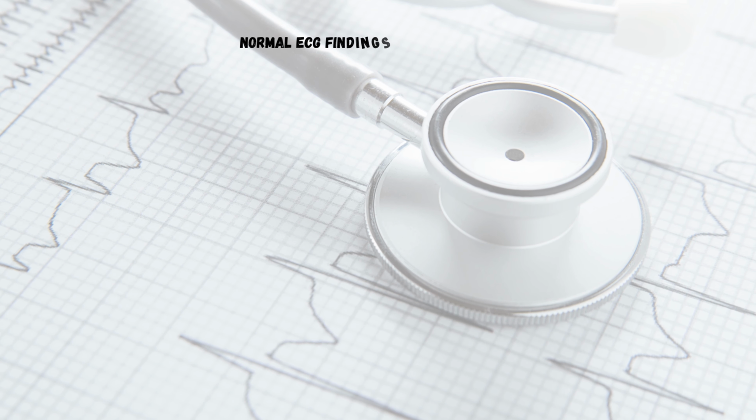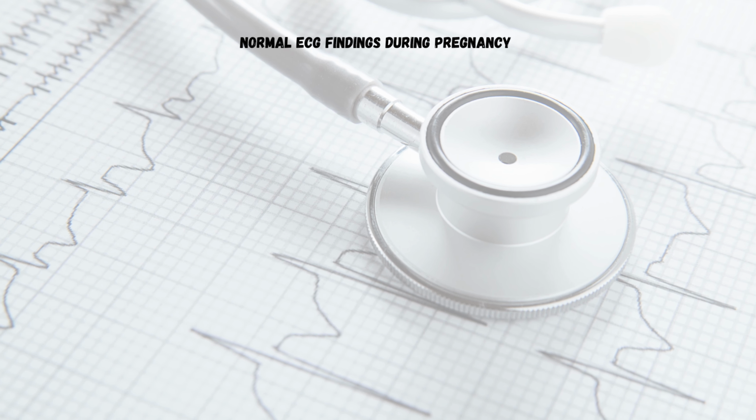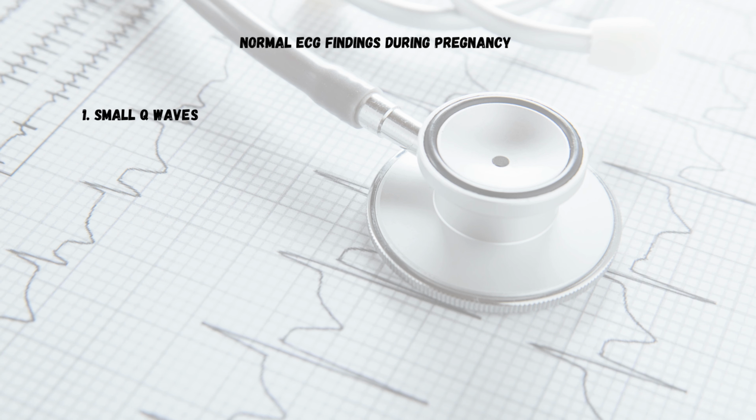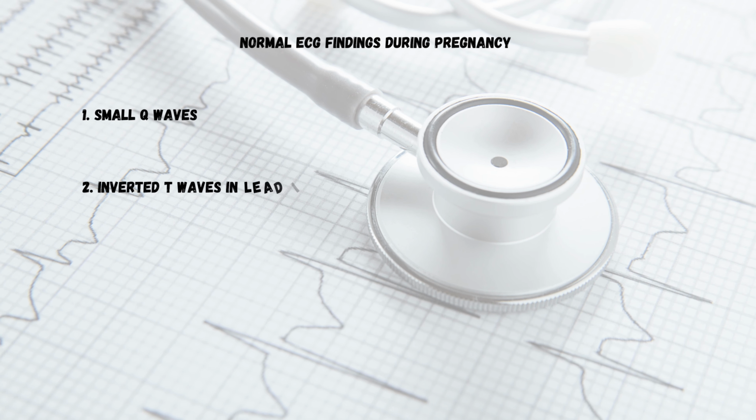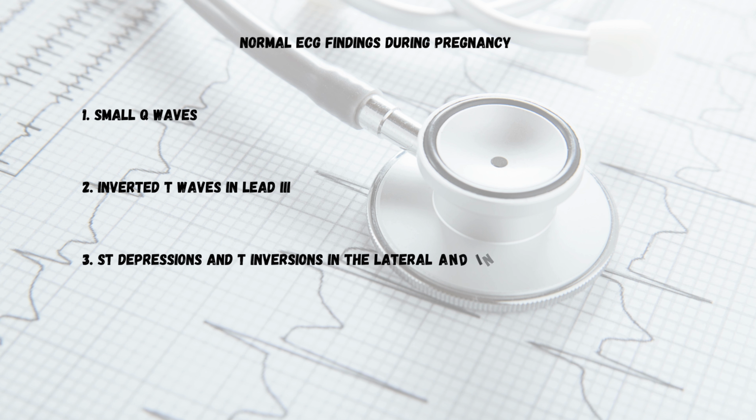Normal ECG findings during pregnancy include the following: small Q waves, inverted T waves in lead 3, ST depressions and T inversions in the lateral and inferior leads, and left axis shift of the QRS complexes.